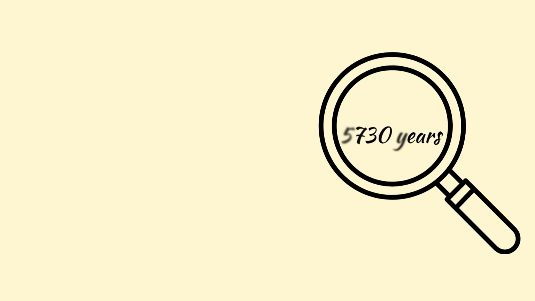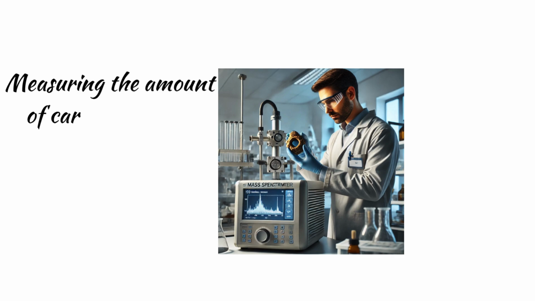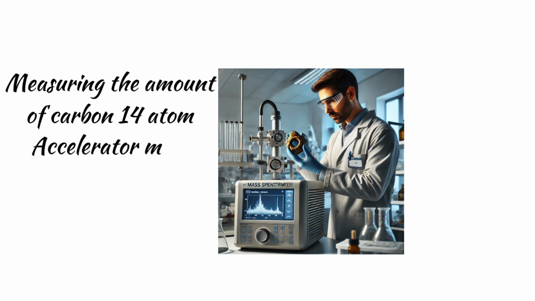Now that we know the half-life of the carbon-14 atom is 5,730 years, we can calculate the age of the organic sample by measuring the amount of carbon-14 atoms left in it. The sample is measured using a technique called accelerator mass spectrometry, AMS, which allows for precise measurement of even very small amounts of carbon-14 by counting the individual atoms directly.